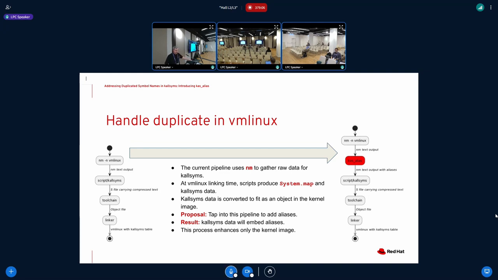At the time of the vmlinux linking, some scripts kick in and produce the System.map and the kallsyms data, which can be converted to fit into an object file. My proposal would be to tap into this existing pipeline and add aliases. This process would ensure that the kernel main image has this new feature without altering too much the build system or the object file. The diagram you see here shows the current pipeline and highlights where this modification would be made.